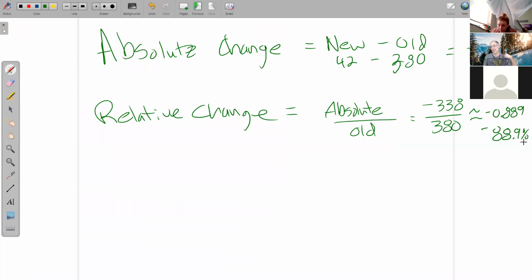So that's a pretty big percent drop. The stocks dropped by almost 90%. It was catastrophic.